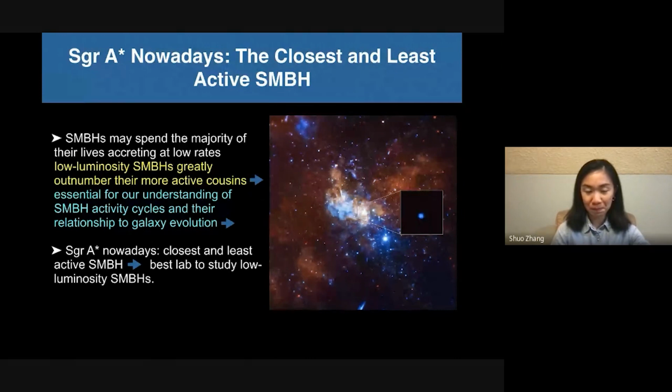supermassive black holes. Now, some folks would say, maybe it's not a coincidence. The fact that it's not super active, that it's not eating the surrounding materials like crazy, might be a reason why there's life in our galaxy. But that's, of course, an open question.